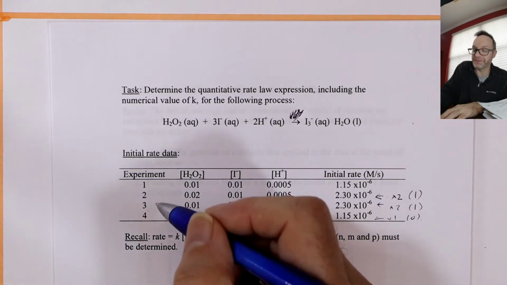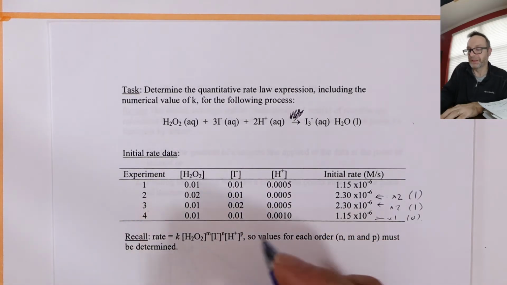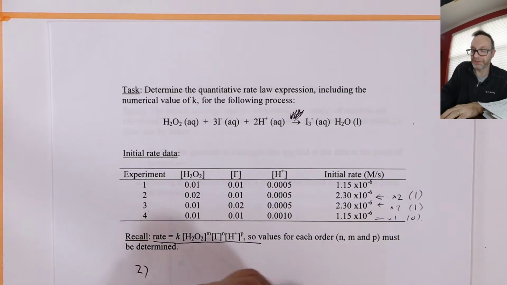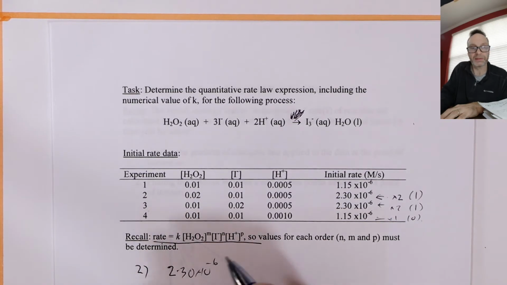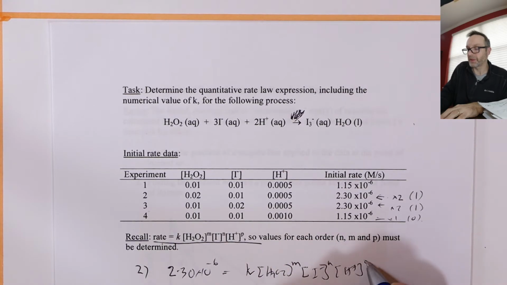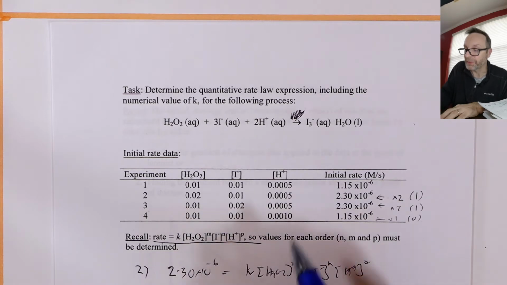Okay, but let's do the first 2 data sets. So remember, we've got this equation, right? All I'm going to do is take the second and the first, and then just divide them out, right? So for number 2, the rate is 2.30 times 10 to the minus 6. I'm a bit loose with units because they're all going to cancel. Equals K [H2O2] to the M, [I minus] to the N, [H plus] to the O. Number 1, 1.15 times 10 to the minus 6 equals K [H2O2]. Oh, I should put the numbers in, shouldn't I? See what I did there. So number 2, I'll put them in.